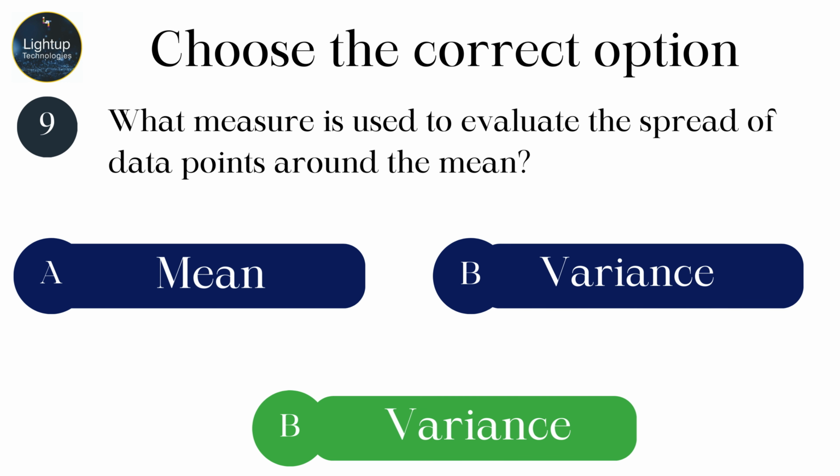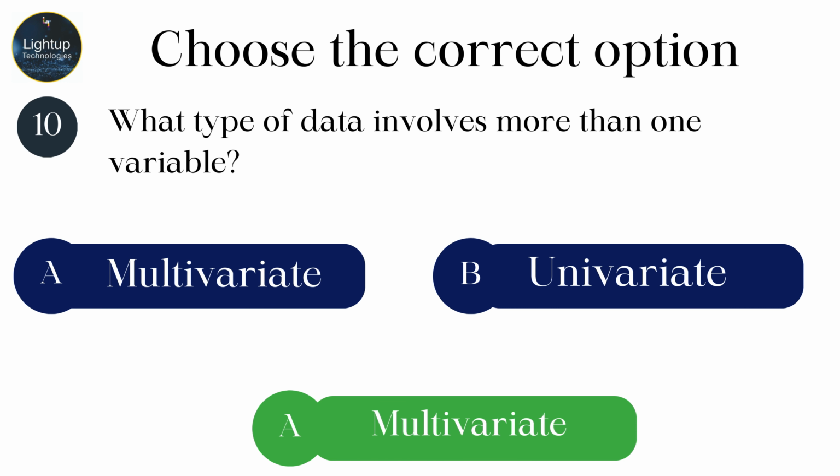What measure is used to evaluate the spread of data points around the mean? What type of data involves more than one variable?